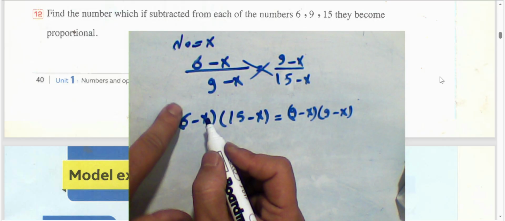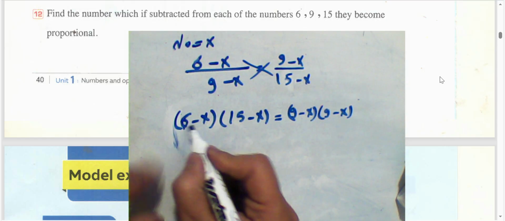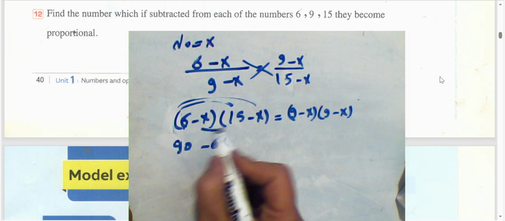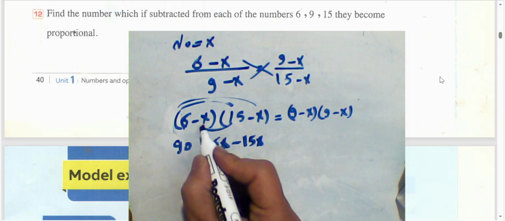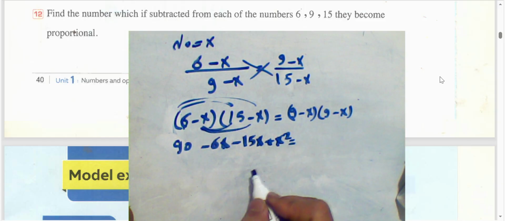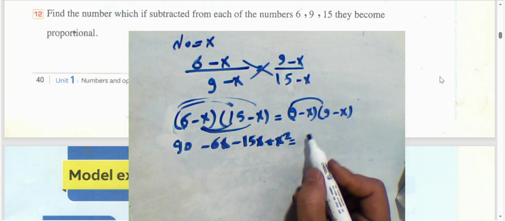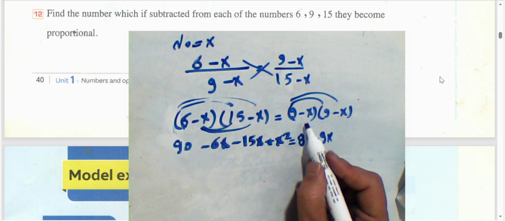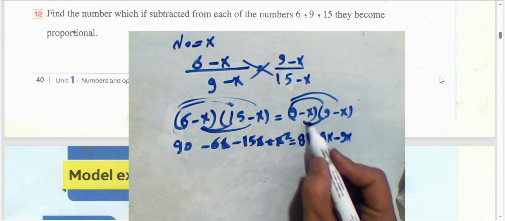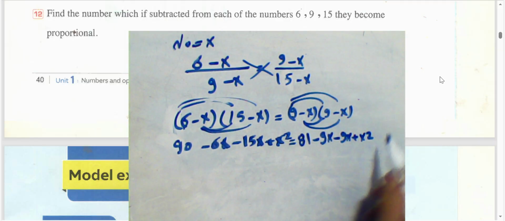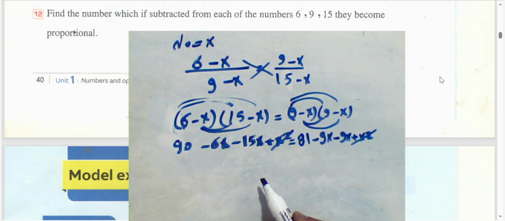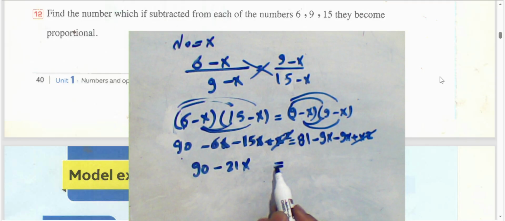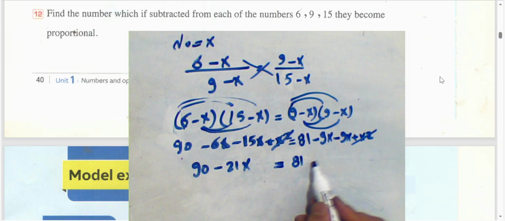6 times 15 will be 90, and 6 times x will be negative 6x. Negative x times 15, negative 15x. Negative x times negative x will be positive x power 2. And then 9 times 9 will be 81. 9 times x will be negative 9x. And then negative x times 9 will be negative 9x. Negative x times negative x, positive x power 2. Then we can cancel x power 2 by x power 2. And then write 90 and negative 6 plus 15, negative 21x. And write 81, negative 9 and 9, negative 18x.